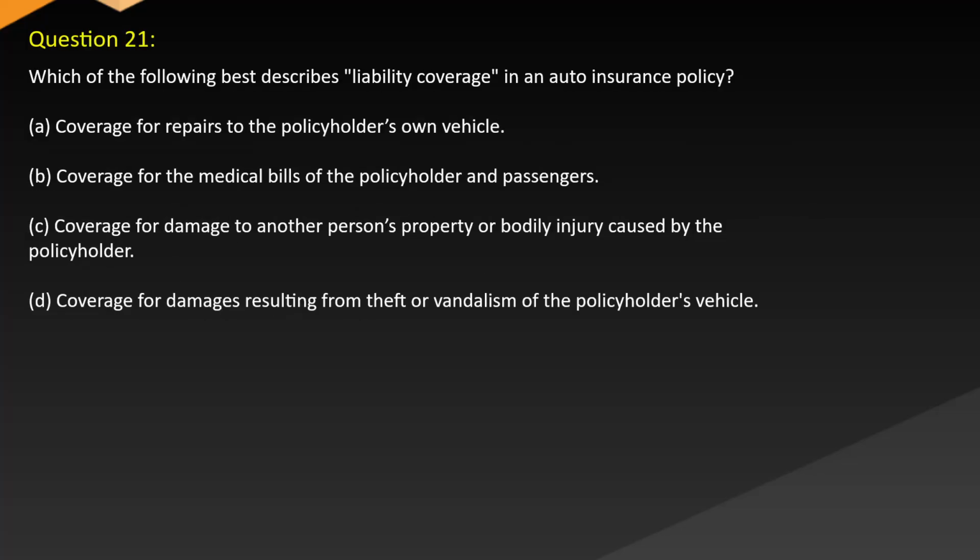Question 21. Which of the following best describes liability coverage in an auto insurance policy? A. Coverage for repairs to the policyholder's own vehicle. B. Coverage for the medical bills of the policyholder and passengers. C. Coverage for damage to another person's property or bodily injury caused by the policyholder. D. Coverage for damages resulting from theft or vandalism of the policyholder's vehicle.